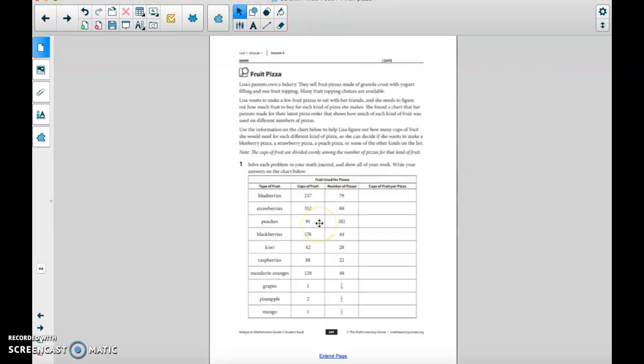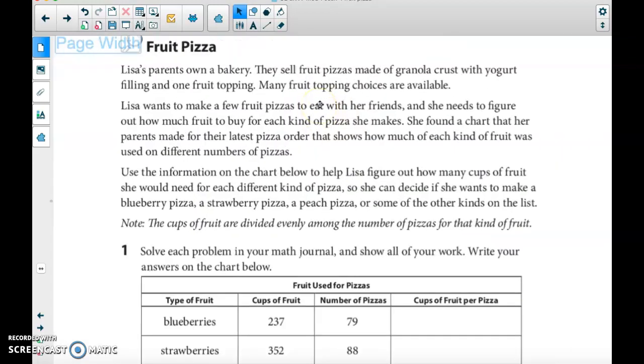So here is what your sheet looks like, right? So if we look at the directions, Lisa's parents own a bakery. They sell fruit pizza made of granola crust with yogurt filling and 1 fruit topping. Sounds yummy. Many fruit toppings choices are available, but Lisa wants to make a few fruit pizzas to eat with her friends, and she needs to figure out how much fruit to buy for each kind of pizza she makes. She found a chart that her parents made for their latest pizza order that shows how much of each kind of fruit was used on different pizzas.